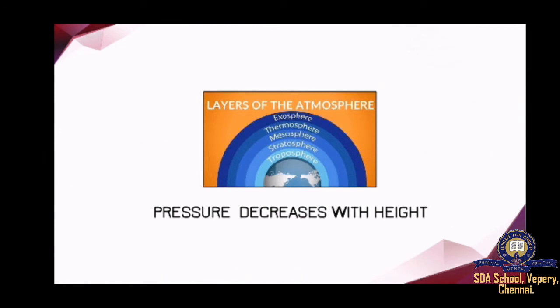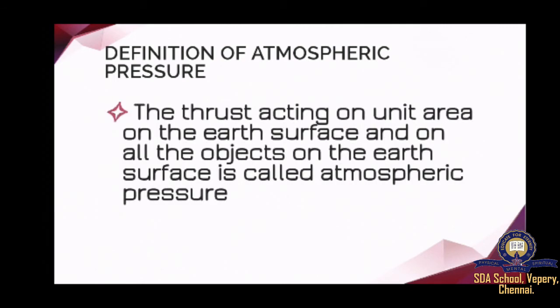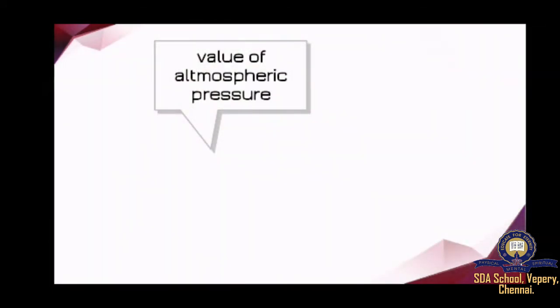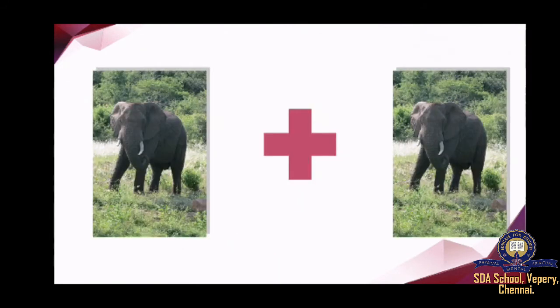Now, shall we learn the definition of atmospheric pressure? Because we have witnessed how important the atmospheric pressure is. The thrust acting on unit area on the Earth's surface and on all the objects on Earth's surface is called atmospheric pressure. Can you imagine how much will be the value of atmospheric pressure? It's 1 lakh pascals. It's equivalent to placing 2 elephants on top of our head.